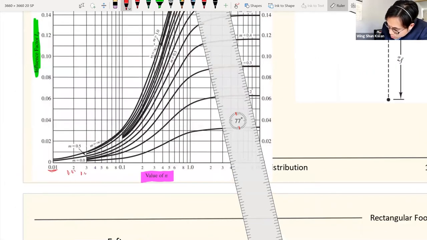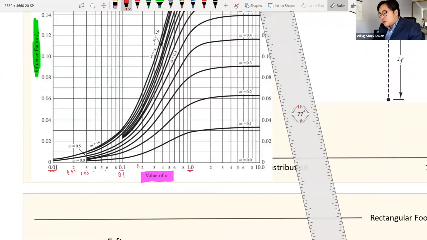This is 0.03. And then 0.04, 5, 6, 7, 8, 9. And then this becomes 0.1, right? And this is 0.2. And this is 0.3, and so on. And then until you hit 1.0 right here.